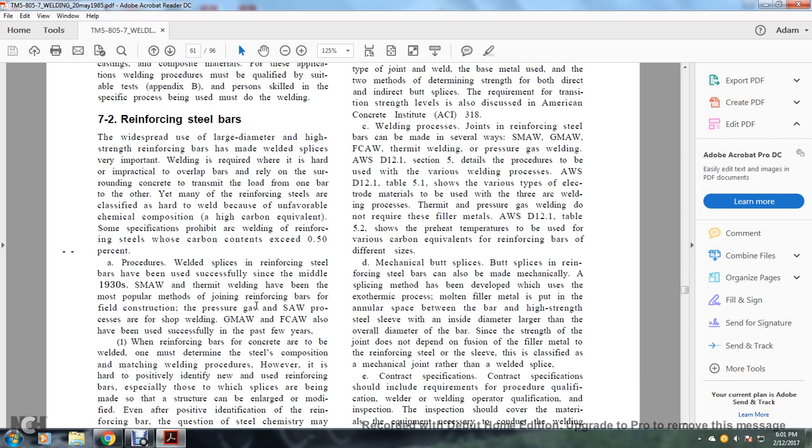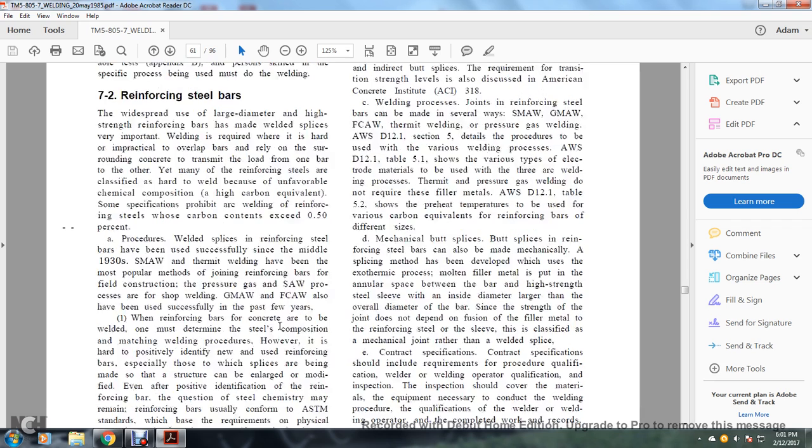Shielded metal arc welding and thermite welding have been the most popular methods for joining reinforcement bars in field construction, along with pressure gas welding. Submerged arc welding, the process for shop welding, gas metal arc welding, and flux core arc welding also have been successful in the past few years.